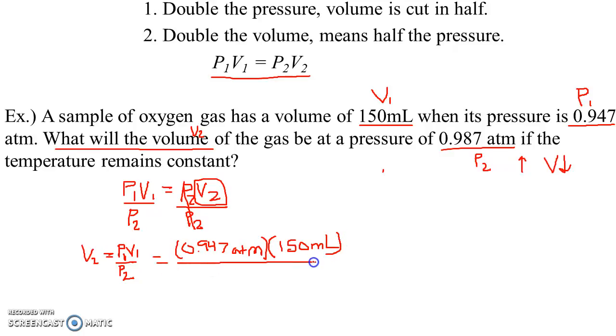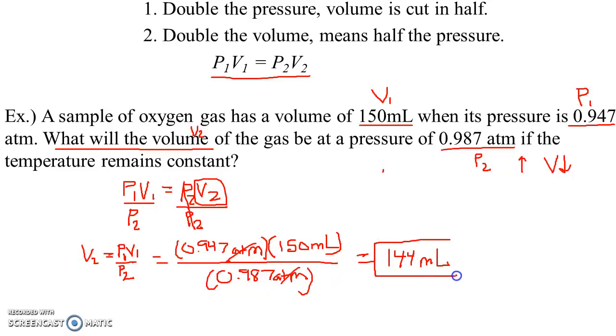Okay, and then it's going to be over P2, so 0.987 atmospheres. And the reason the units are important, because we're comparing these pressures, atmospheres are going to cancel and we'll be left in milliliters for our goal. So we calculate 0.947 times 150 divided by 0.987 gets us, I'm going to round to the nearest whole number, 144 milliliters for our final volume.